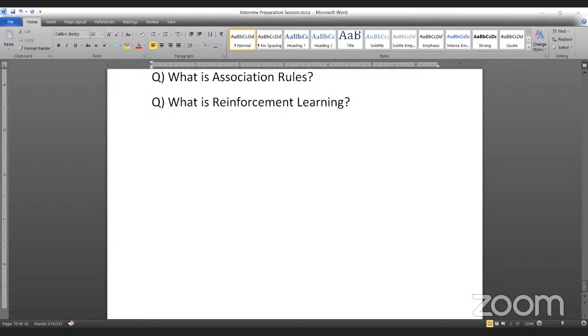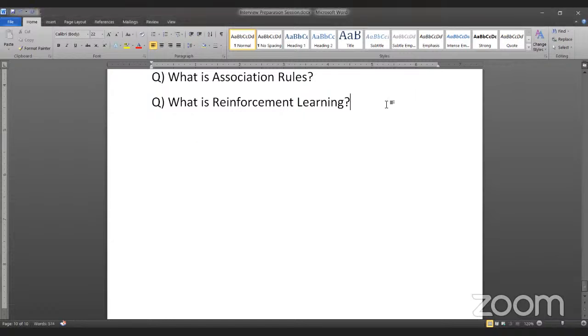Now coming to the next question. What are the types of reinforcement learning? What are the different types of reinforcement learning?